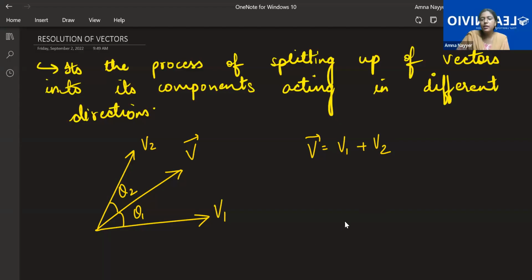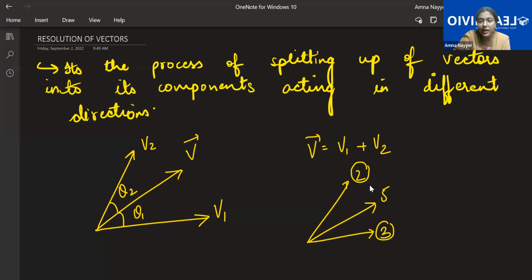Like if I have 5, I can write it as 3 and 2. So when I add 2 and 3, I'll get the 5 back, right? But this is about vectors, so it is not necessary that every time I add 3 and 2, I'll get 5. Correct? So this is just a random example.